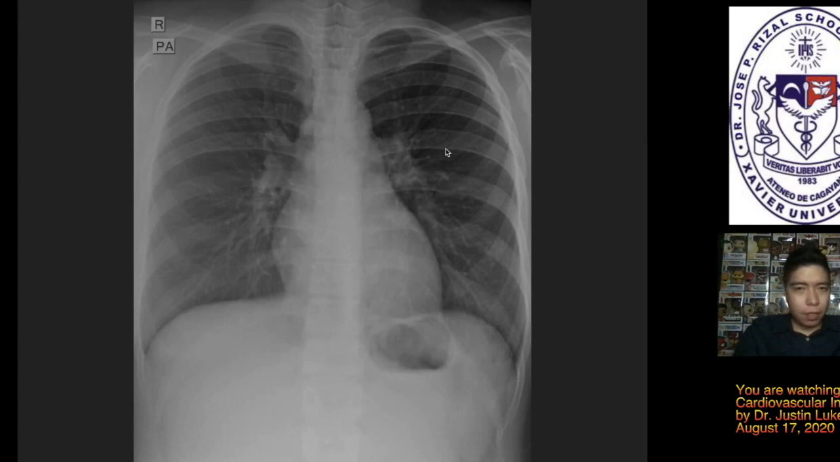And another one. You also look at the outline of the aorta. In most normal patients, the aortic knob is not very prominent. It's just this small bulge pointing towards the left side. And the descending aorta is superimposed against the spine, so you won't really be able to clearly delineate it.